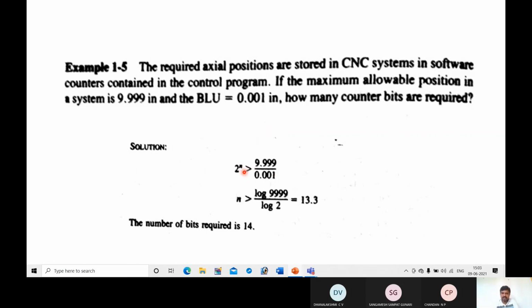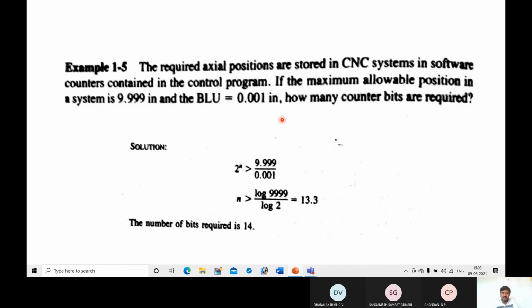Next, since the capacity also includes 0, this value should be less than 2 power n. So 2 power n should be greater than this value, because 0 also should be included. 0 is also a position, and for that also a bit is required. Now use this equation: 2 power n should be greater than 9,999.